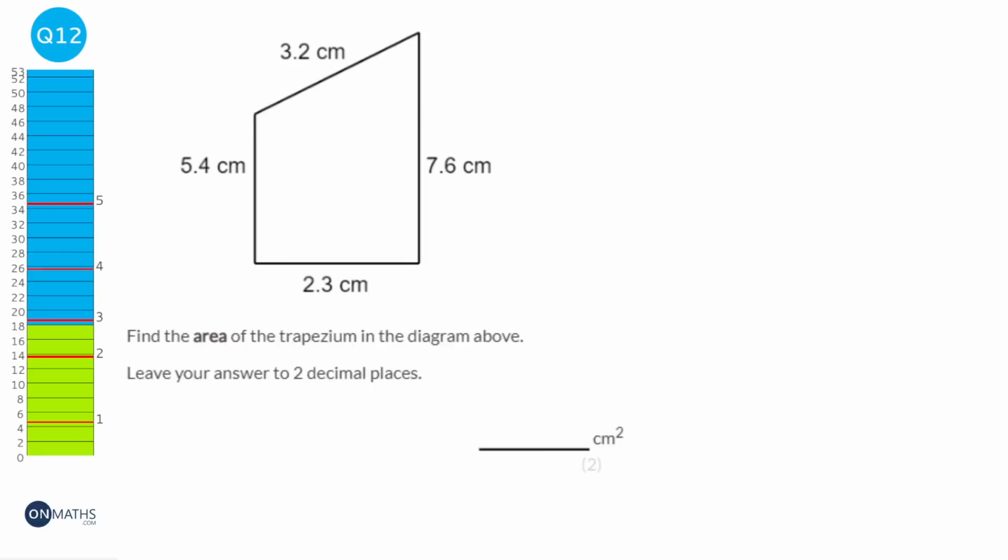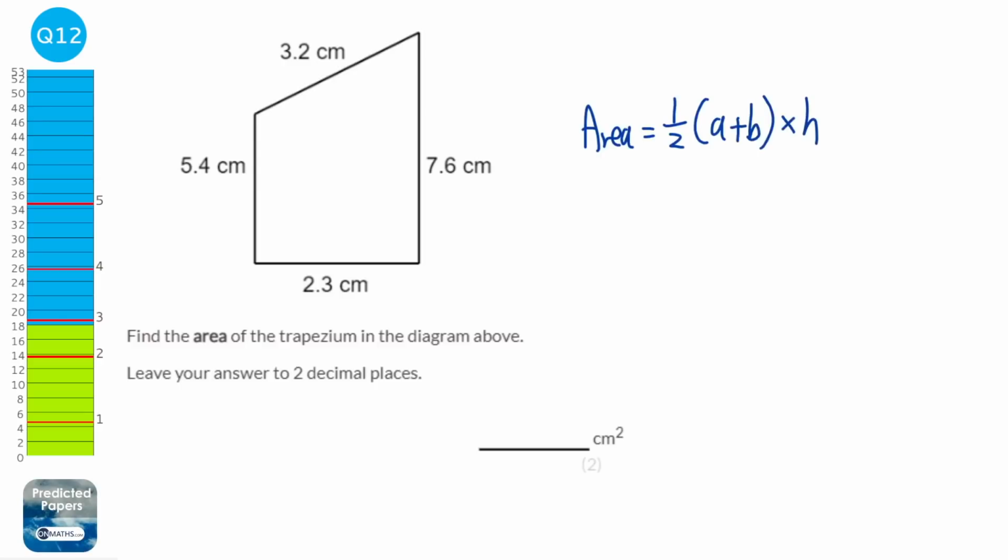The formula for the area of a trapezium is half a plus b times h. Now a and b are the lengths of the bases of the trapezium. Now it's easy to find the bases because they are the ones that are parallel. It doesn't actually matter which way round we label these, so I'm always going to put a on the left and b on the right, or I always put a on the top and b at the bottom, but it doesn't matter which way around you put them.